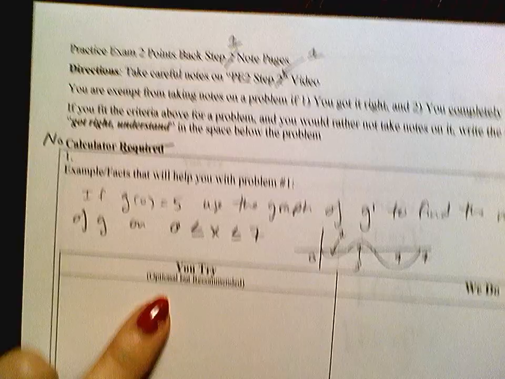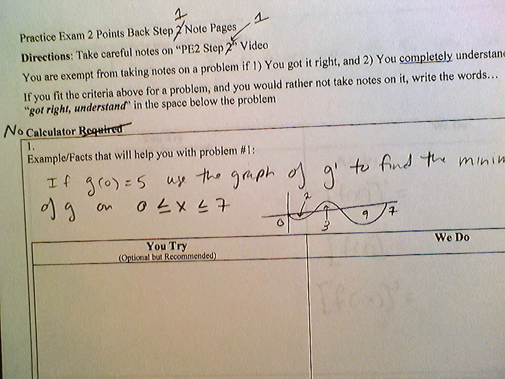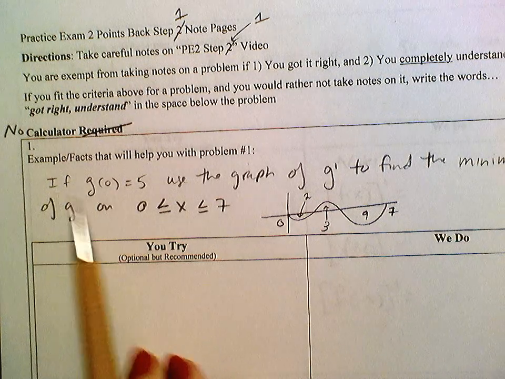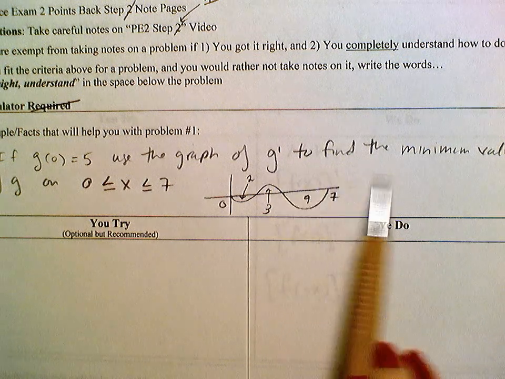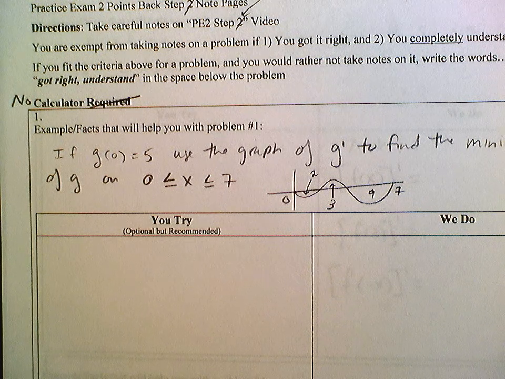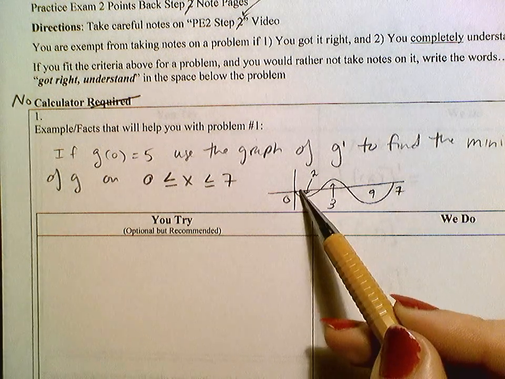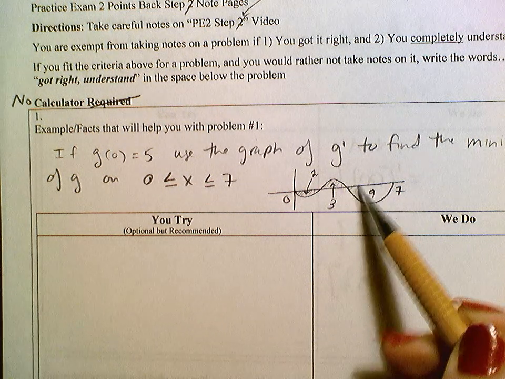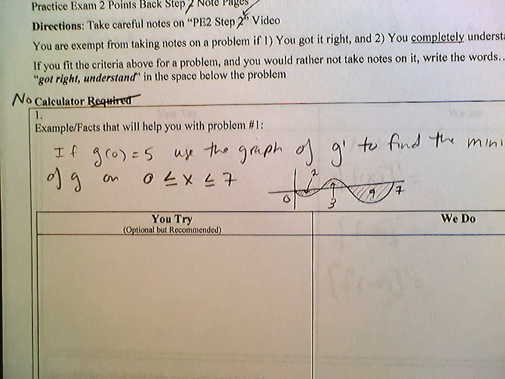Okay, so this is a similar example to problem 1 that was on the first multiple choice section of your practice exam 2. All right, so if G of 0 equals 5, use the graph of G prime to find the minimum value of G on this interval. Okay, and then here, guys, I'm giving you a graph like this, so you're going to have to pause the video a lot to write things, but this shaded area is 2, this shaded area 3, this shaded area 9.